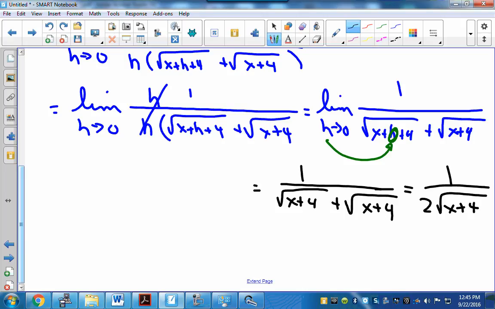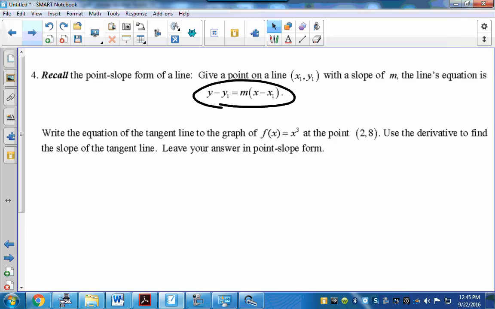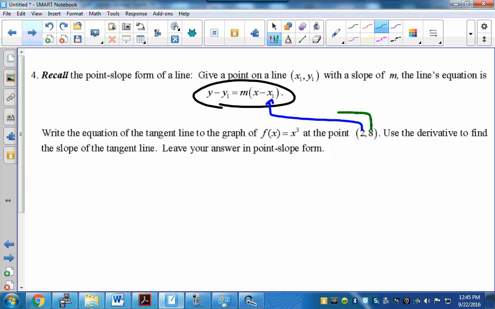The last problem was much quicker. It said, first of all, we're going to be using this. We need to plug in the point, so the 2 is going to go there. The 8 is going to go there. That's our x1 and our y1. All we have to do is calculate the slope, and the slope is pretty easy. We've got y equal to f of x, which is equal to x cubed.